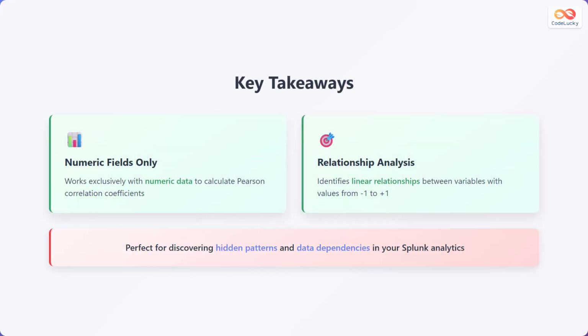Remember these essential points about the correlate command. First, it works exclusively with numeric fields to calculate Pearson correlation coefficients, so ensure your data contains numeric values before applying this command. Second, it specializes in identifying linear relationships between variables, with correlation values ranging from -1 to +1. The correlate command is perfect for discovering hidden patterns and data dependencies in your Splunk analytics, helping you understand how different metrics influence each other in your operational data.